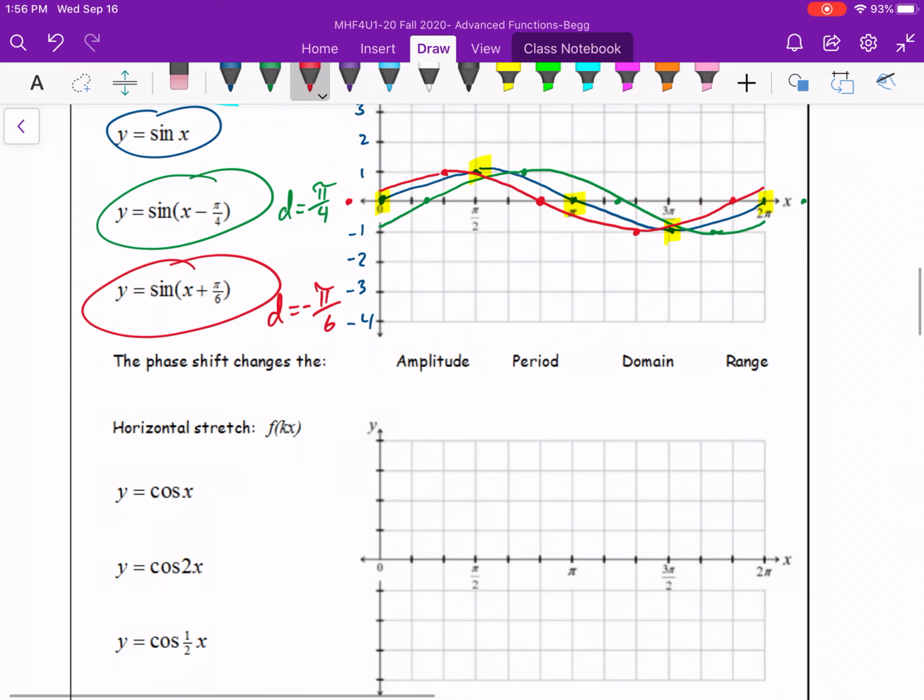And again, there we go. So that's the phase shift, and it doesn't change the amplitude. It doesn't change the period. Yes, everything's been shifted, but basically if you look at the beginning and the end of each of these different graphs, they've completed one full cycle and are ready to start over again. The domain doesn't change, still all real numbers. The range doesn't change. So none of the above. It doesn't change any of these things.